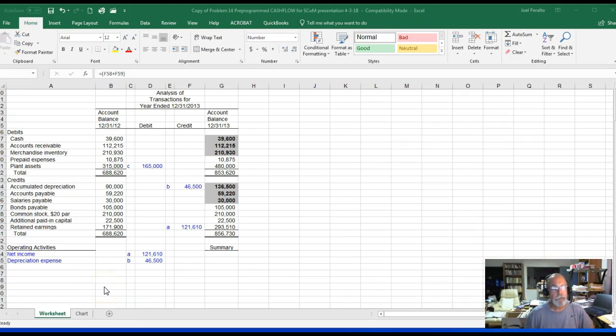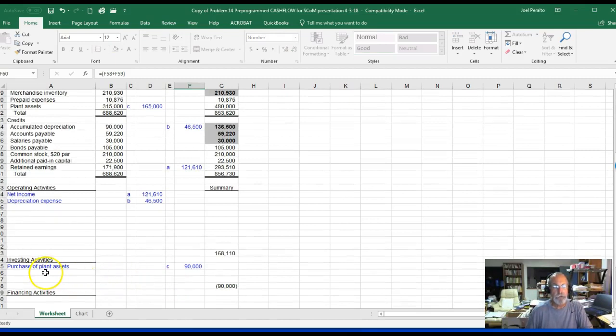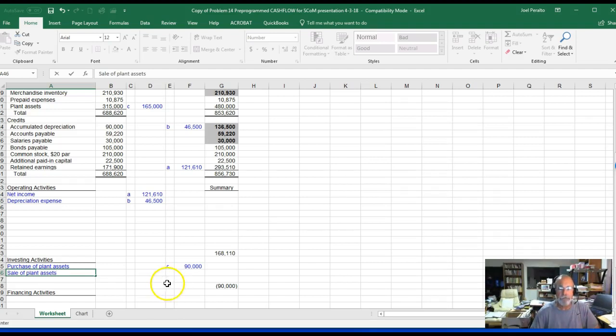Okay, so let's see. Of course, we have a cash inflow. That's the $8,000, and so we would show that under investing activities, sale of plant assets, and a cash inflow would be shown as a debit to cash. Let's see, that's item D, and that's $8,000.